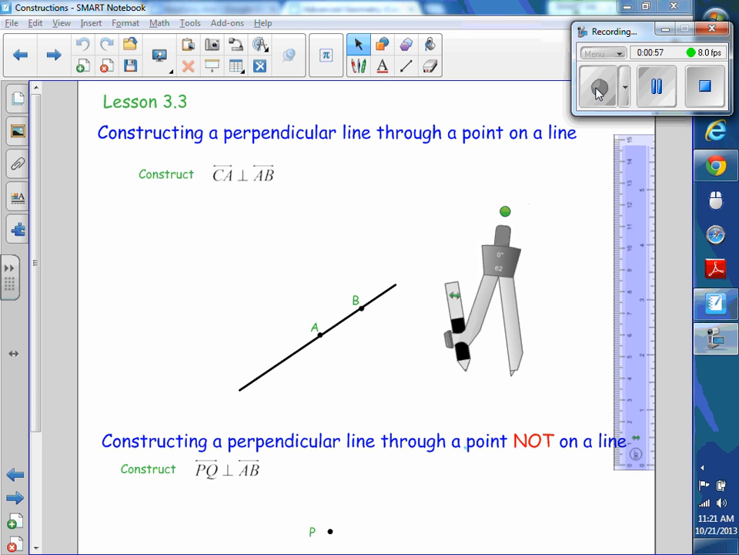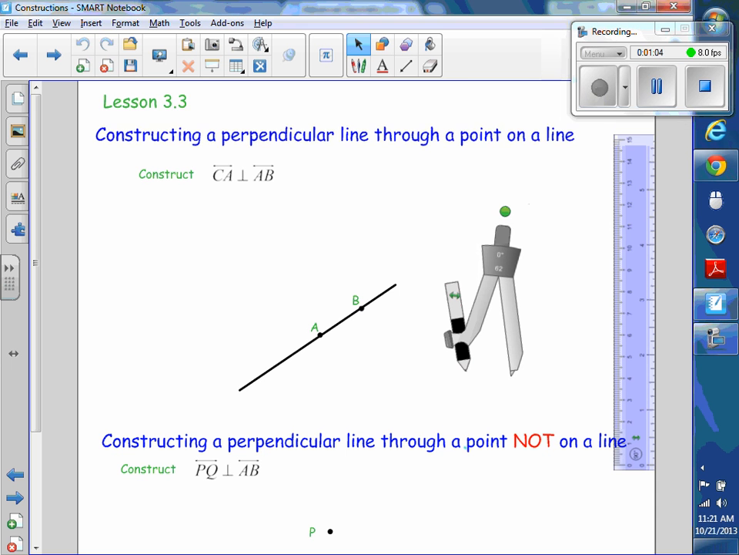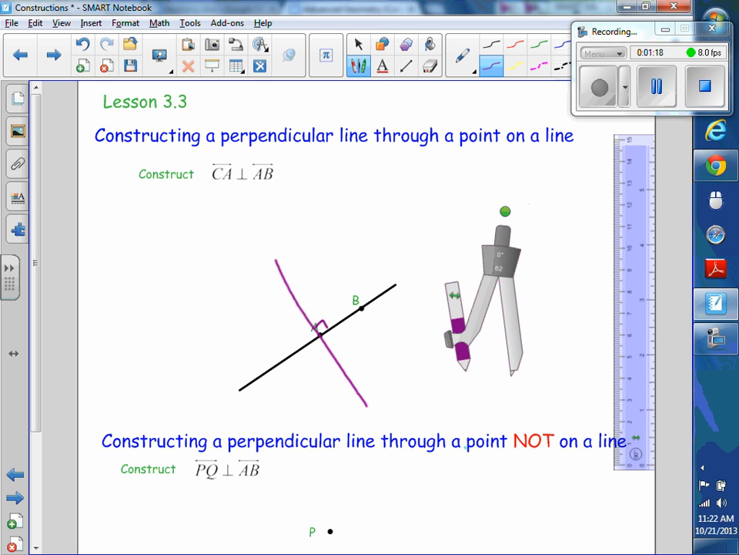Okay, so we're constructing a perpendicular. These are the things we're going to do today. There's a few of them. The first one's constructing a perpendicular line through a point that's on the line. So you're going to construct line CA perpendicular to AB. If I were going to sketch it out freehand, I basically want a line that makes a right angle here, and that's A, so I would label this point C. Does that make sense? That's the idea. I just did a sketch. That doesn't count. But when you do constructions, it's important to think about what it's going to look like before you start.